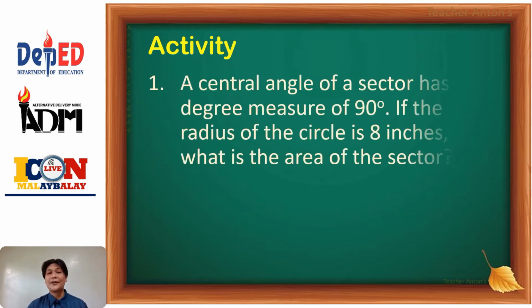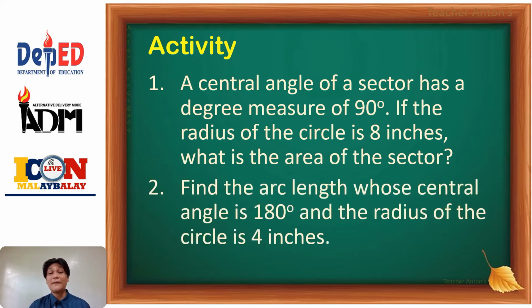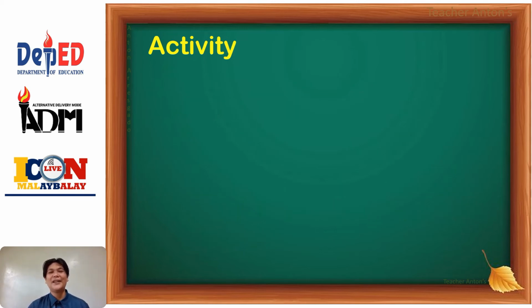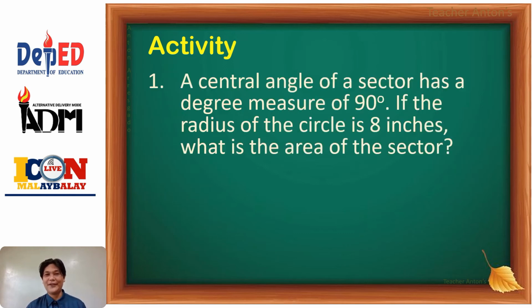Okay, so we have here 2 activities. The first problem is a central angle of a sector has a degree measure of 90 degrees. If the radius of the circle is 8 inches, what is the area of the sector? Number 2, find the arc length whose central angle is 180 degrees and the radius of the circle is 4 inches. Easy. So let's go. Let's answer number 1 first.